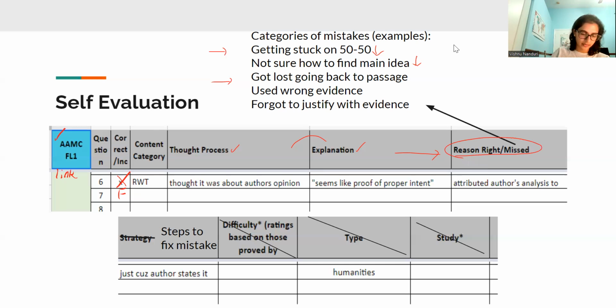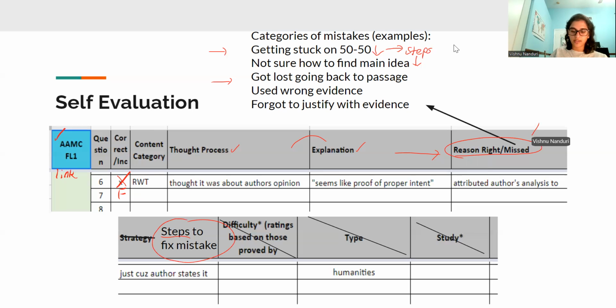The way to address them is to figure out some steps to fix that. If you're stuck on 50-50, I have a video on that. So you want to practice those steps before you practice for the next day. If you're not sure how to find the main idea or you're getting lost in the passage, I'll also be making some videos about how to read the passage actively. So you want to keep track of why you got something right or wrong and the steps you can use to fix it.